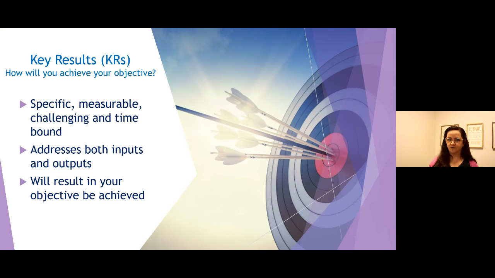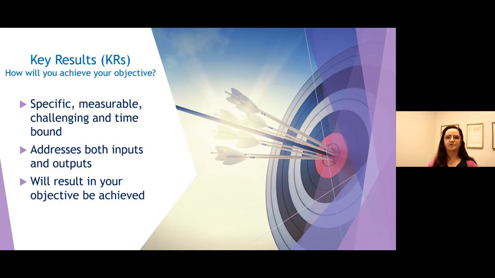And then the KRs, which is the key results, is really about how you're going to achieve that specific objective in the time frame that you set for yourself. So the key results need to be specific. You need to give details not only for yourself, but for others that may review your OKRs or come by and check your door.